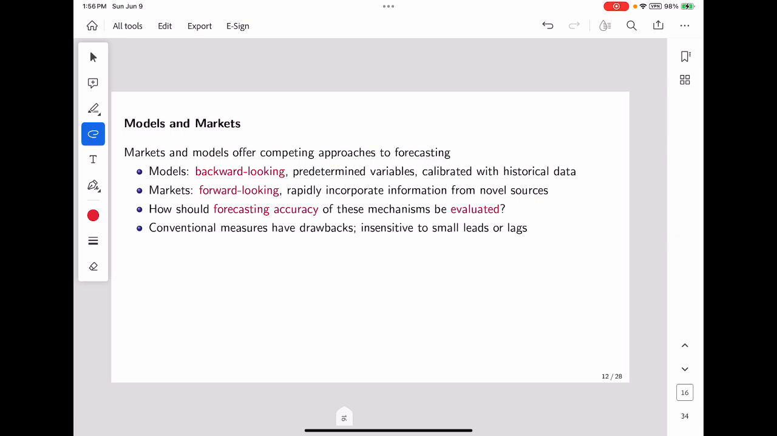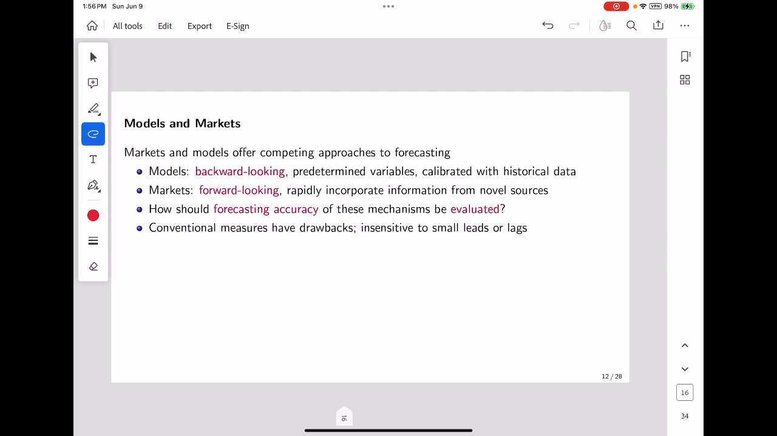The conventional measures basically look at the probability you assign to an event compared to whether or not that event actually occurred or did not occur. And I'll describe this in some detail in a second. But one of the big drawbacks of these conventional measures is that they're insensitive to small leads or lags. So what does that mean?